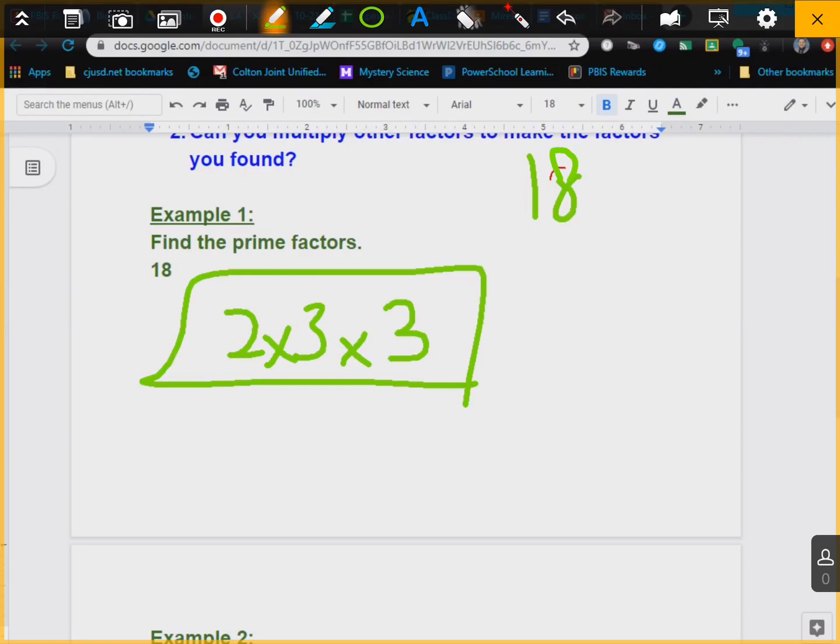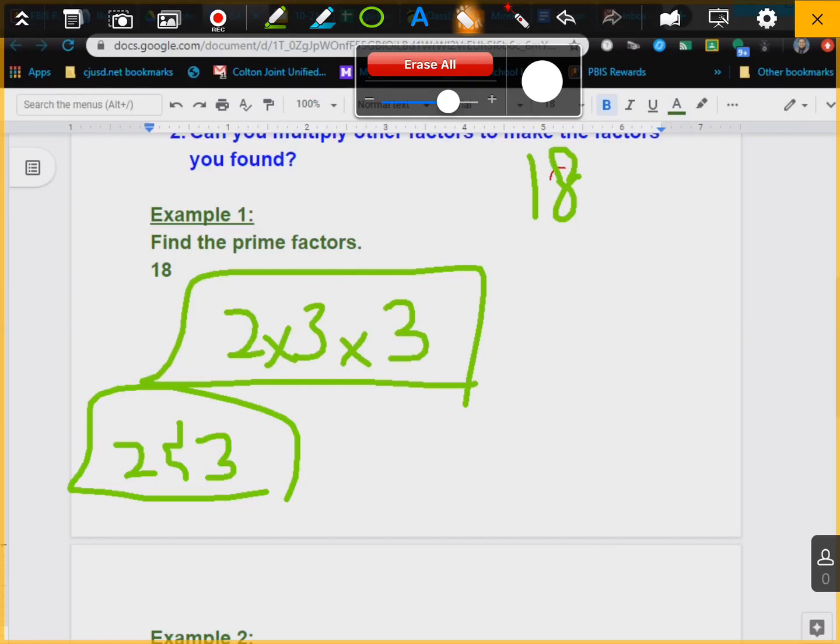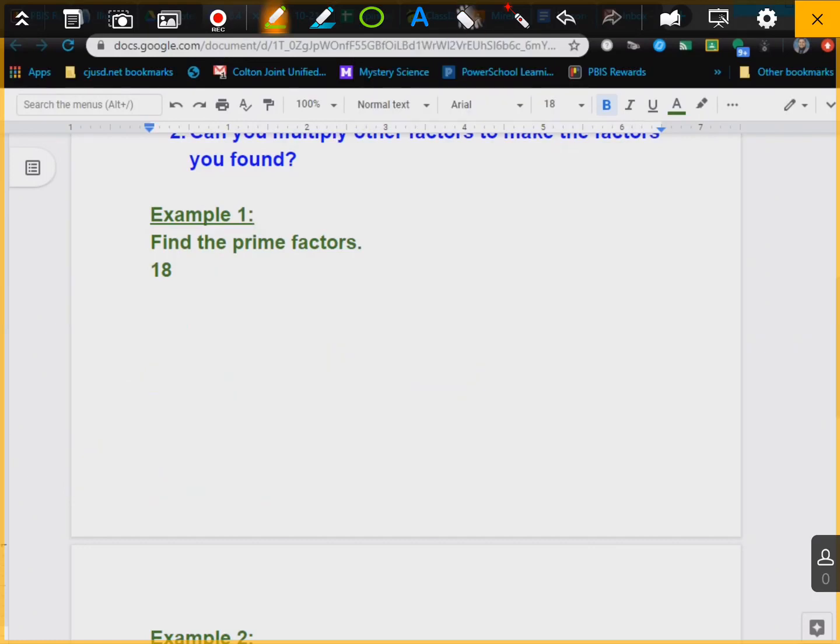Okay? For number 1, it just said find the prime factors. So I know the prime factors are 2 and 3. So this is my answer for number 1. But number 2 is asking you, hey, make a product with those factors. So number 2 is asking you to make the equation. So let's go ahead and do that for number 2.